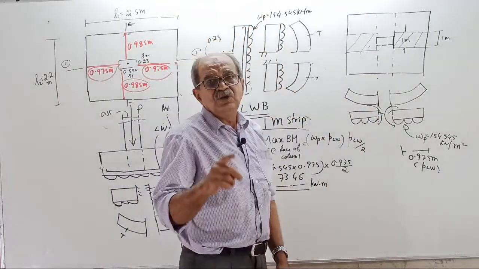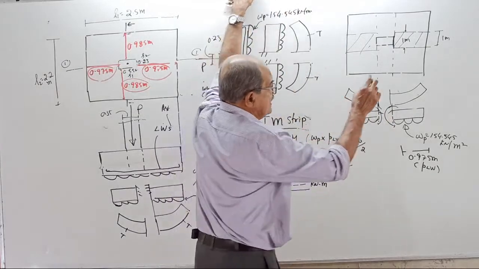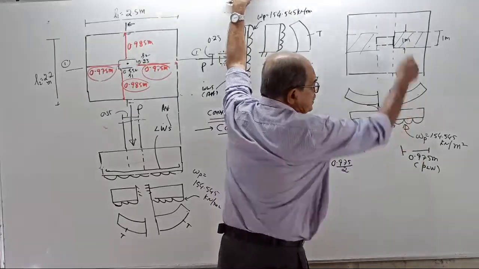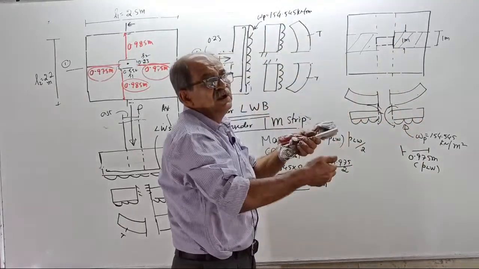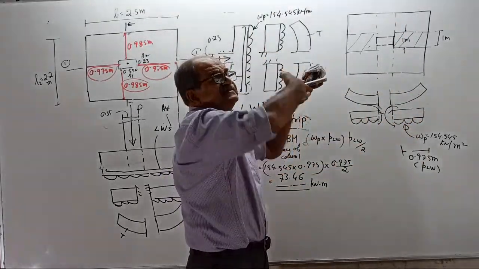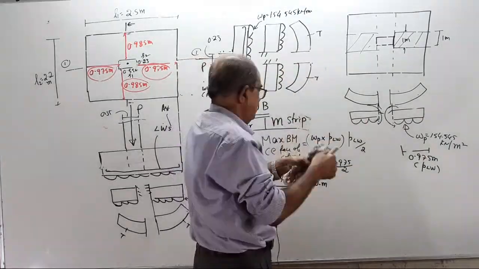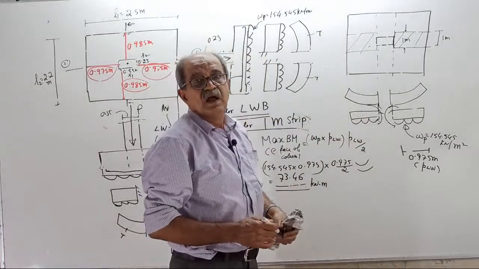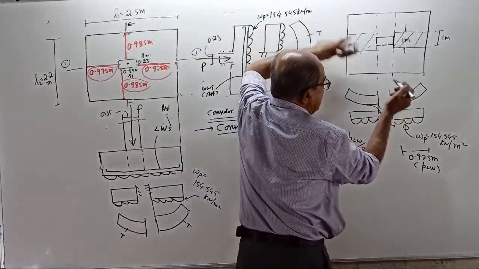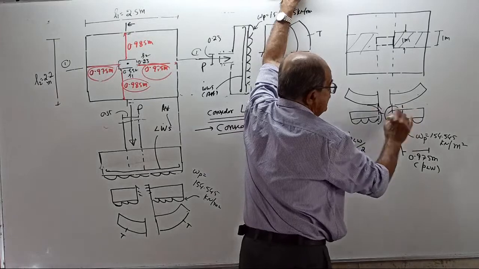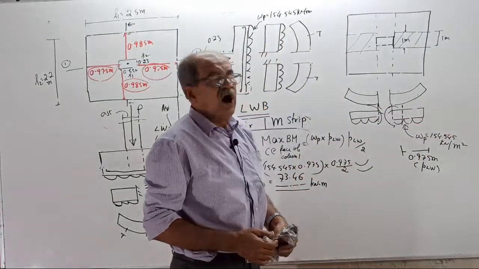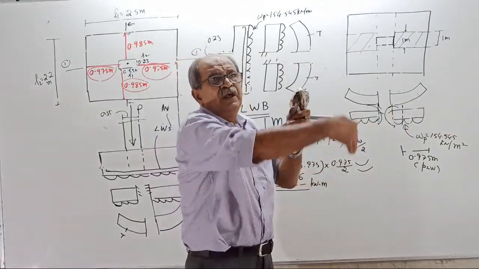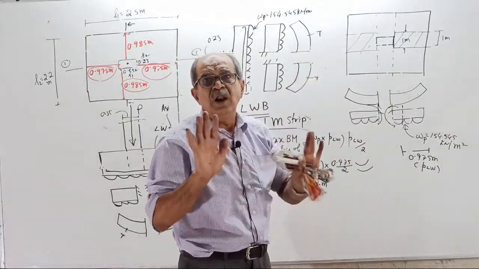Now, suppose you want the maximum bending moment. Intensity into length will give the total load, and bending moment means load into distance. See, sagging BM. You write here, this is sagging BM. Now suppose I consider a section somewhere here, or if I want shear force here: bending moment means load into distance, shear force means only load.